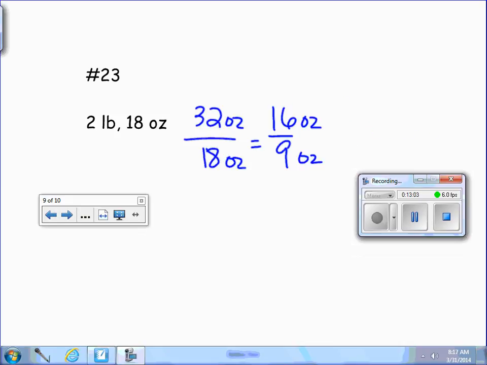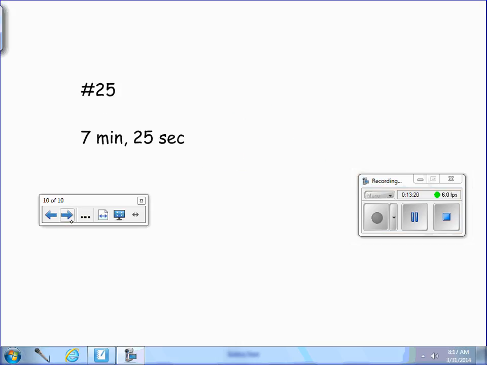In this homework problem, you had 2 pounds to 18 ounces, and we need to change it and reduce the ratios. So we changed them to the same unit, ounces. So we went to 32 ounces to 18 and simplified it. The final answer would be 16 ounces to 9 ounces.